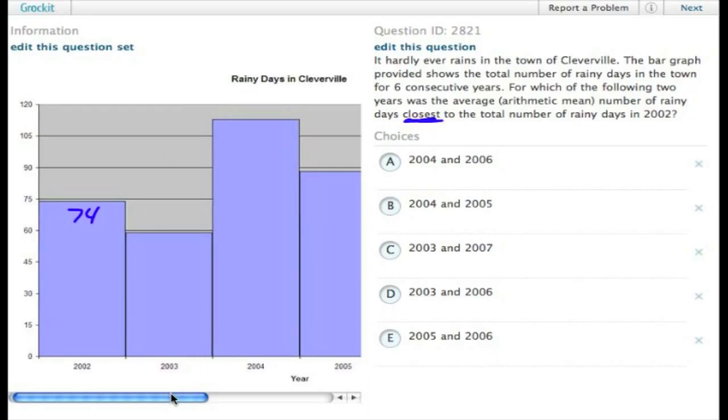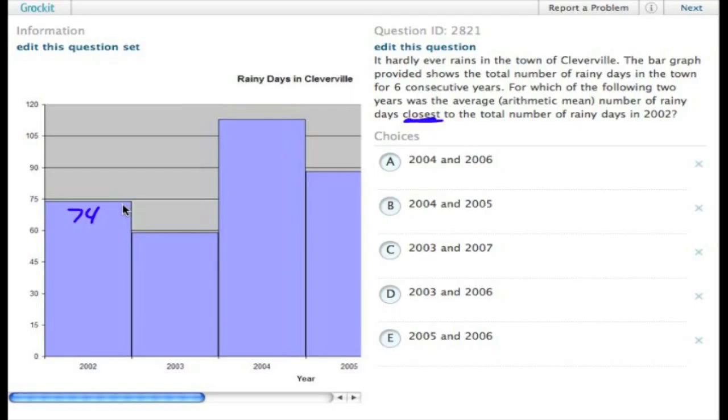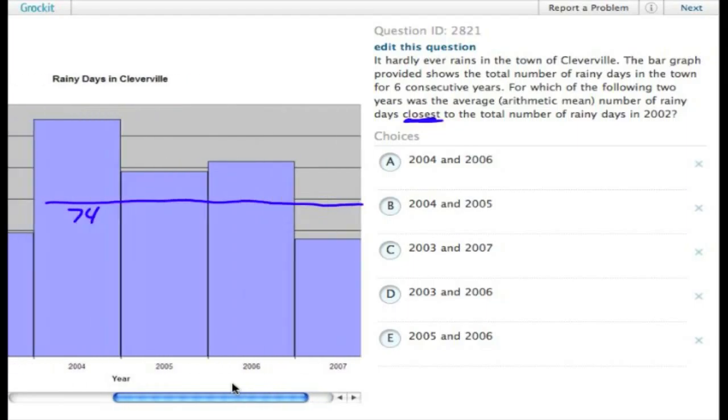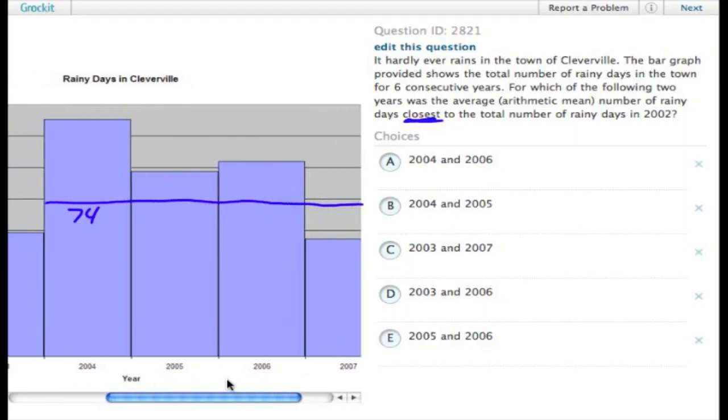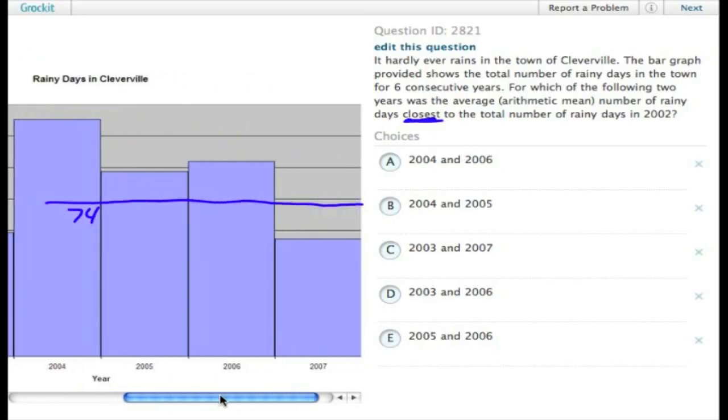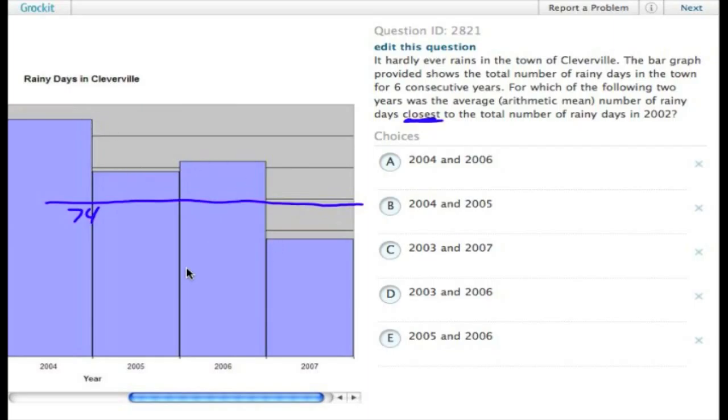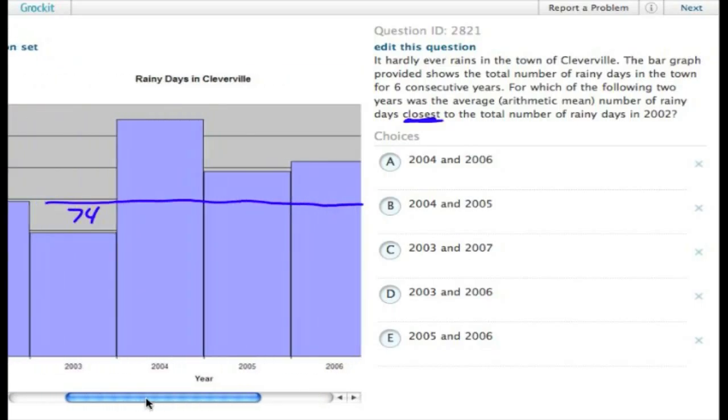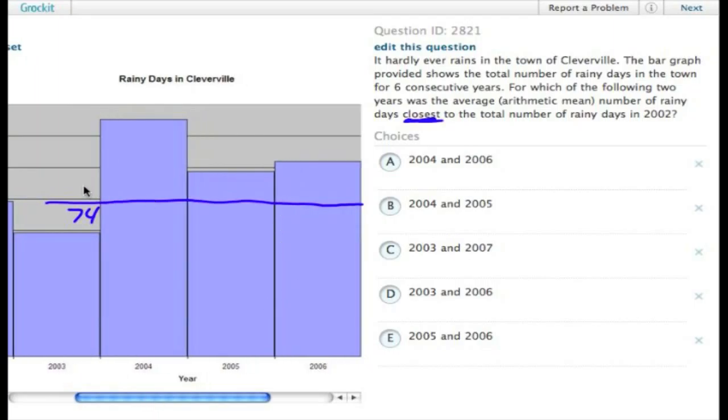So a good way to start out with this is just kind of eyeball it. So if we're looking for 74 here, let's just draw a line across everything and see what kind of 2 years are kind of halfway between the two. Let's see. So here and here, not quite. Here and there, no, that would be right there. But halfway between there and there, no, that would be right there. So just eyeballing it, it kind of looks like 2003 and 2005, and 2006 looks a little bit halfway or so.